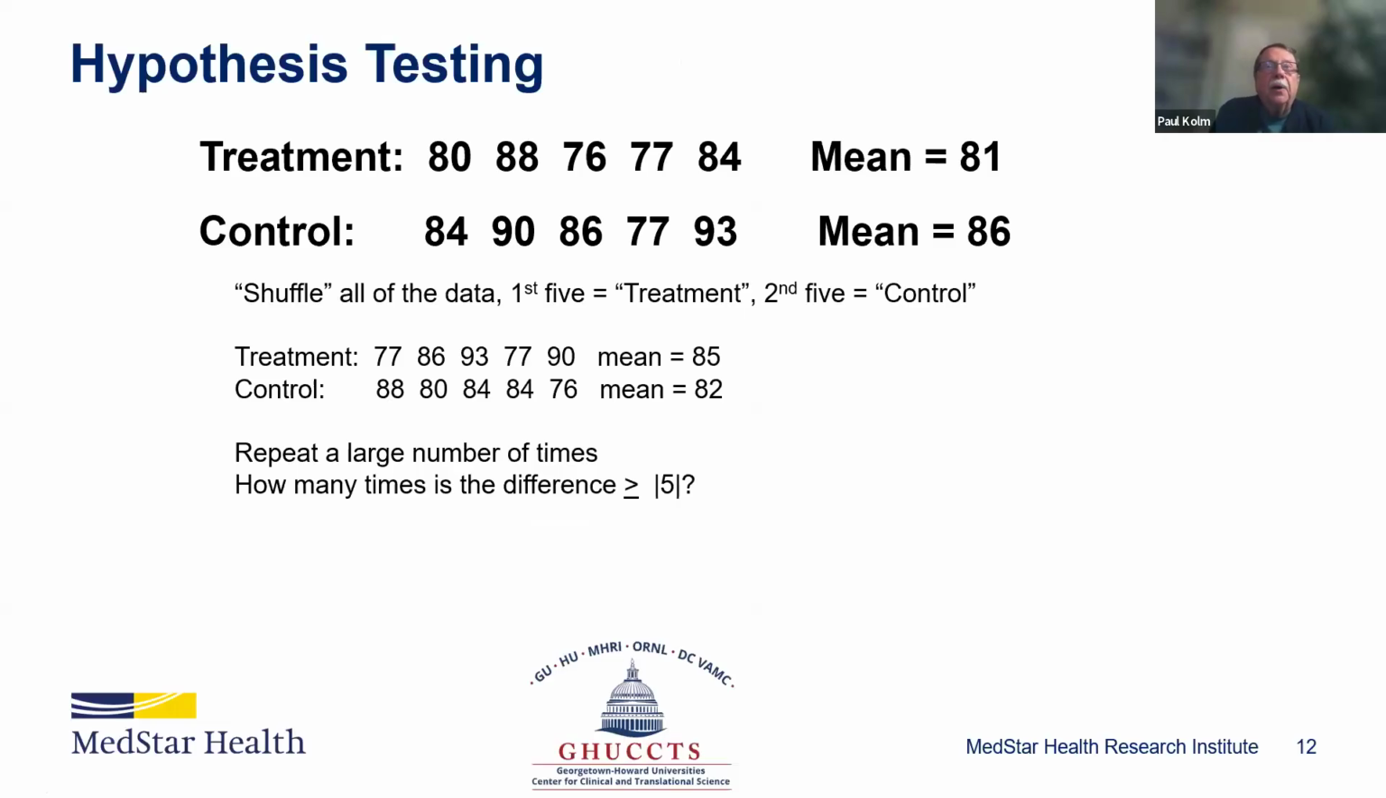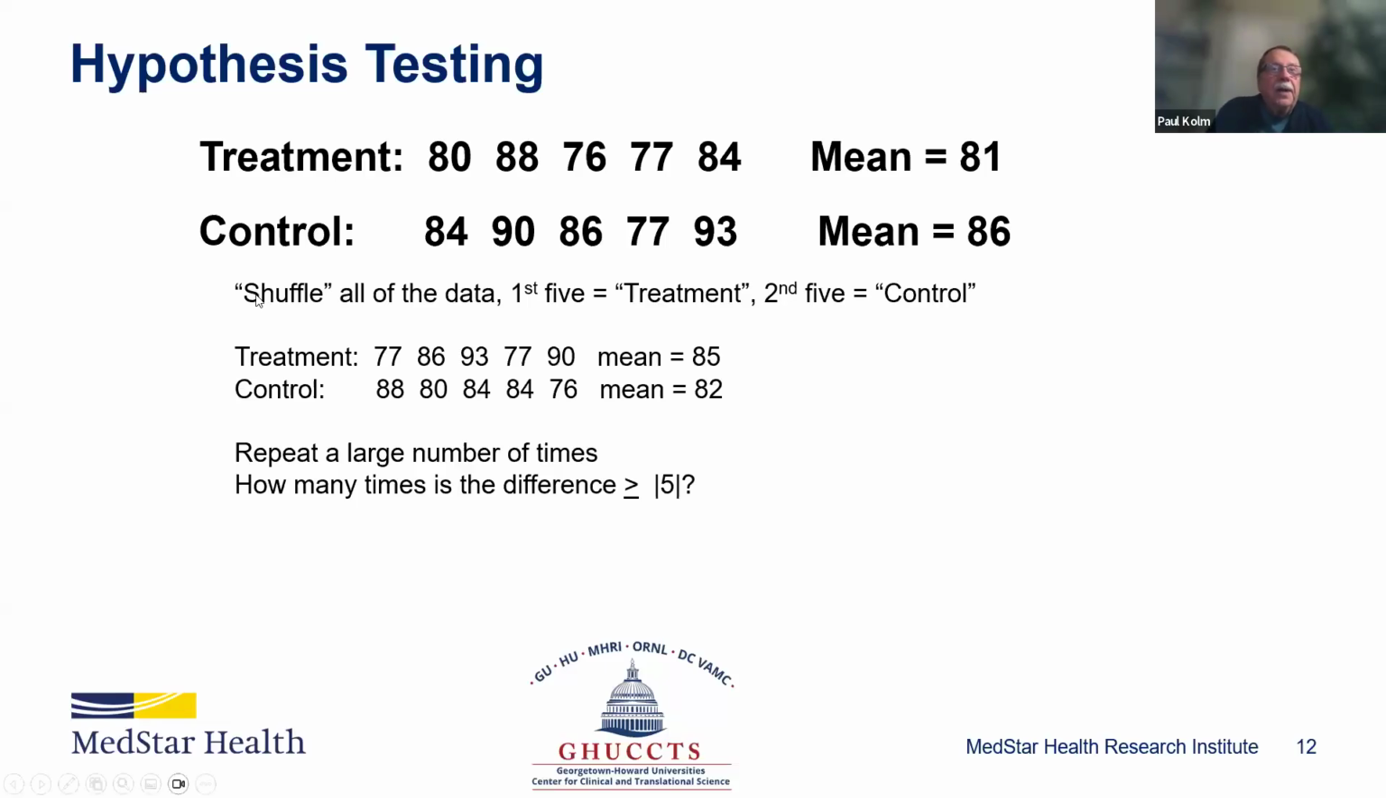So, for example, in our illustration here of 2 different groups with a mean of 81 and 86, one way that we can test whether this occurred just by random sampling variability or chance is that we can essentially shuffle all the data, and then we'll take the first 5 observations and call that the treatment, and we'll take the second 5 and call them the control. Then we would compute the mean of each group, and we would want to see if that difference is greater than or equal to an absolute value of 5. In other words, if we're doing a 2-sided test, then it could go either way.